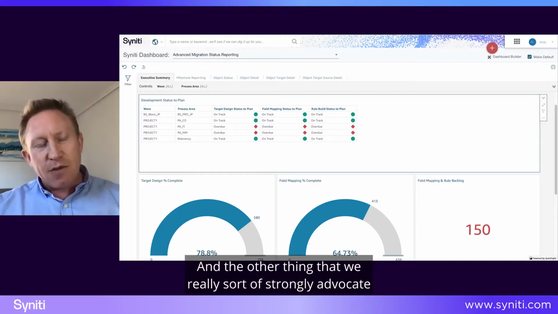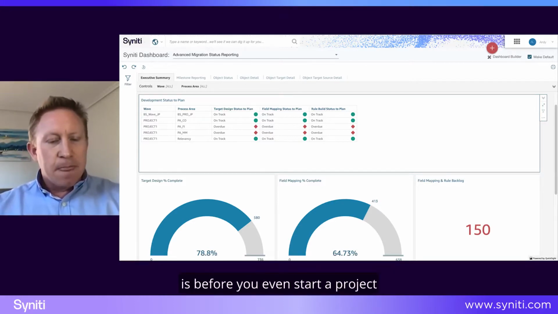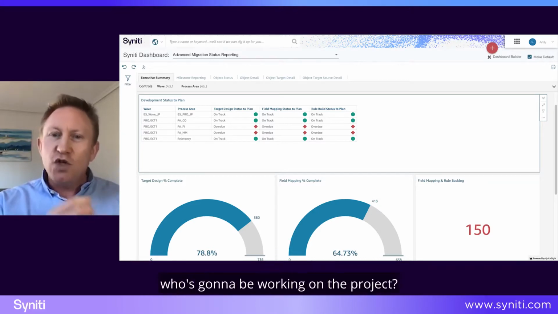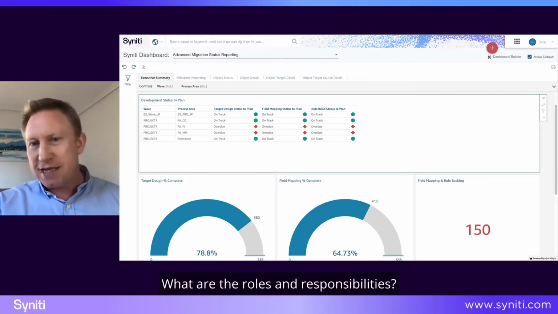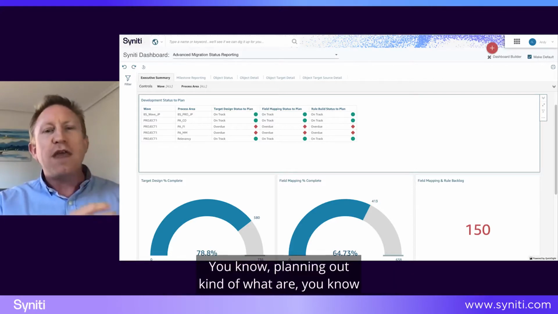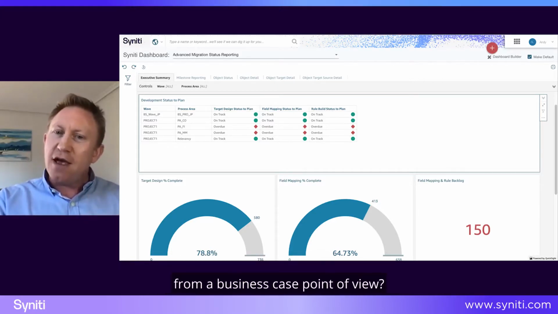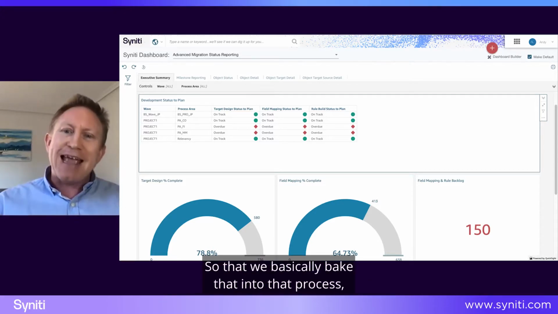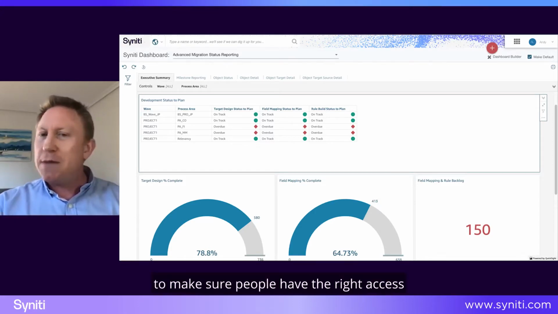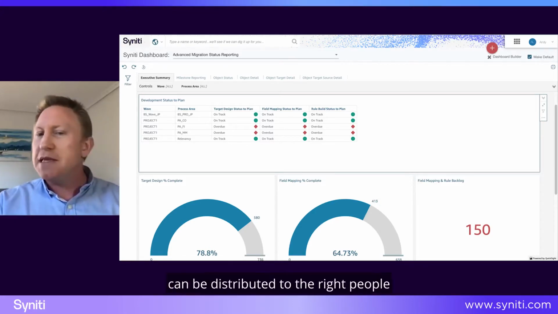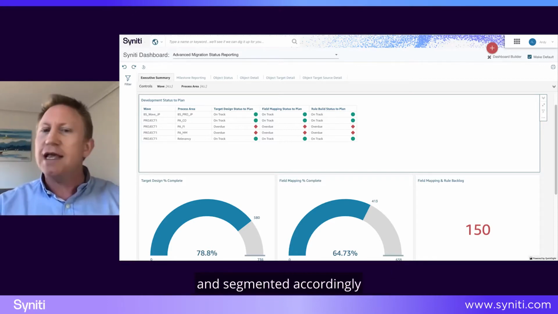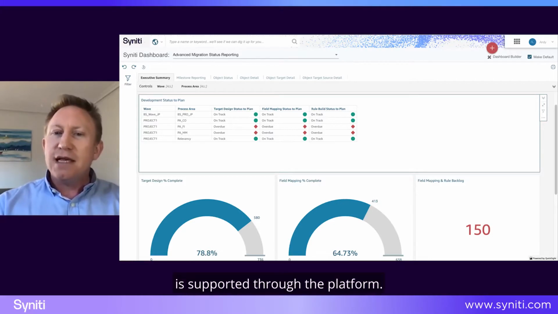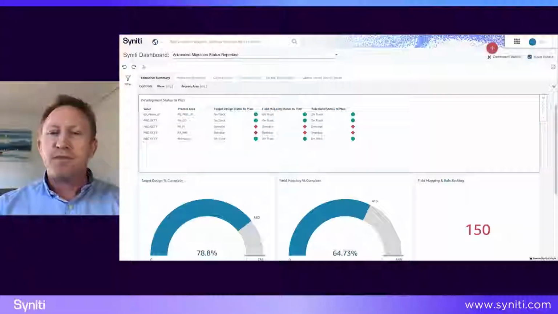And the other thing that we really strongly advocate, before you even start a project, is to really think about the stakeholders, who's going to be working on the project, what the roles and responsibilities are, and planning out what the key things are that we need to achieve from a business case point of view, and what systems are in scope. That way we bake that into the process to make sure people have the right access and reports can be distributed to the right people and segmented accordingly. And essentially to make sure that the return on the investment is supported through the platform.